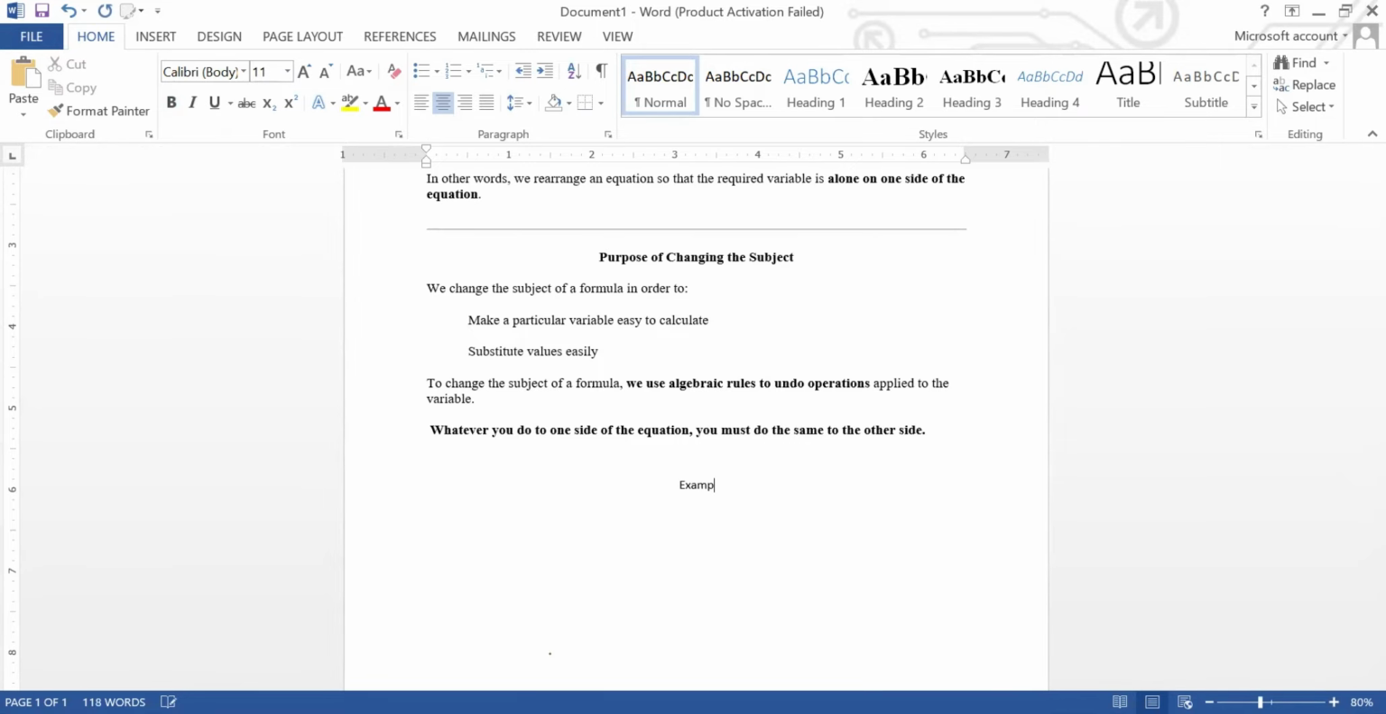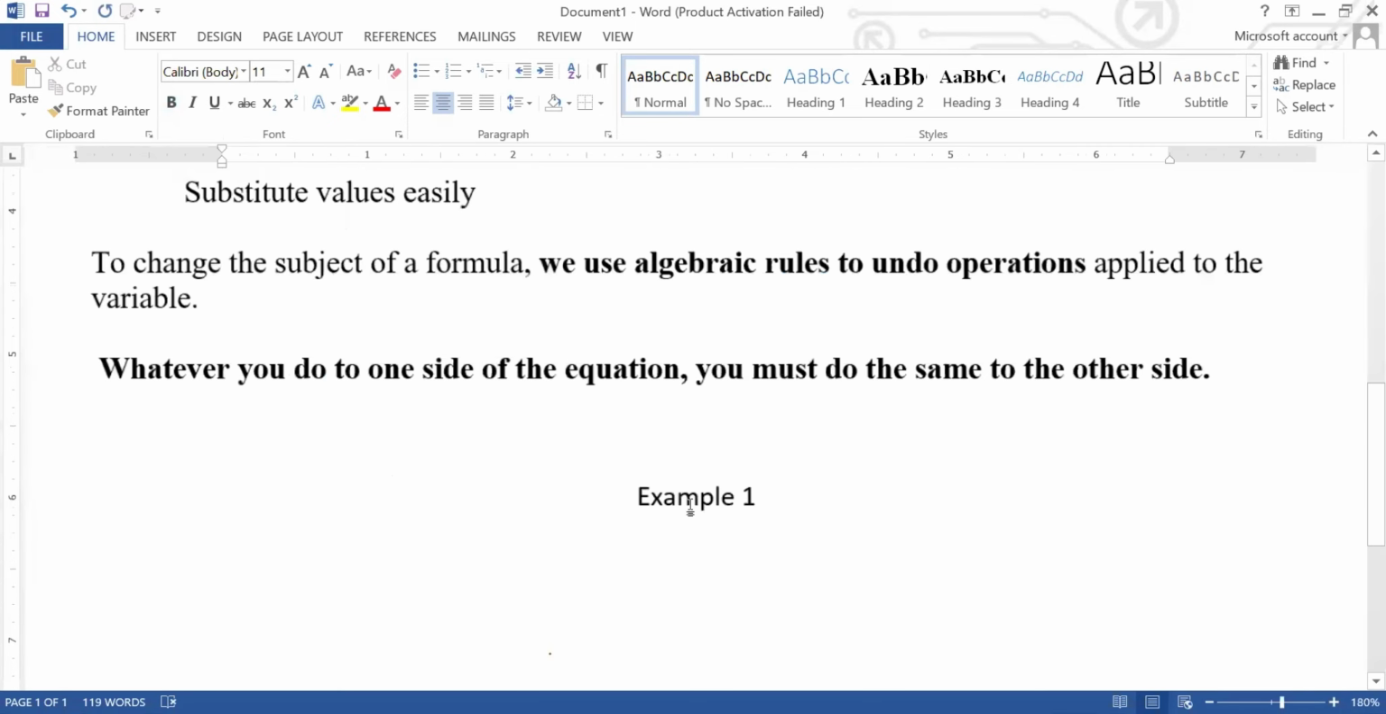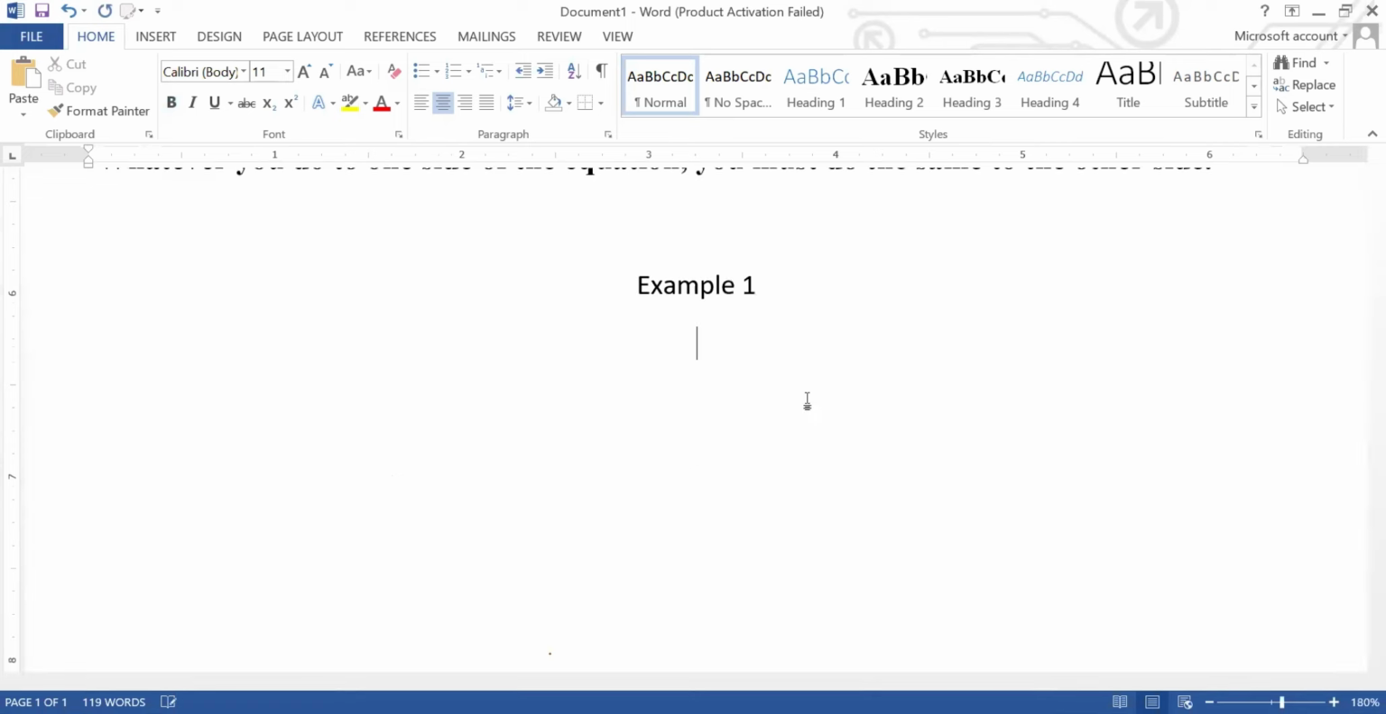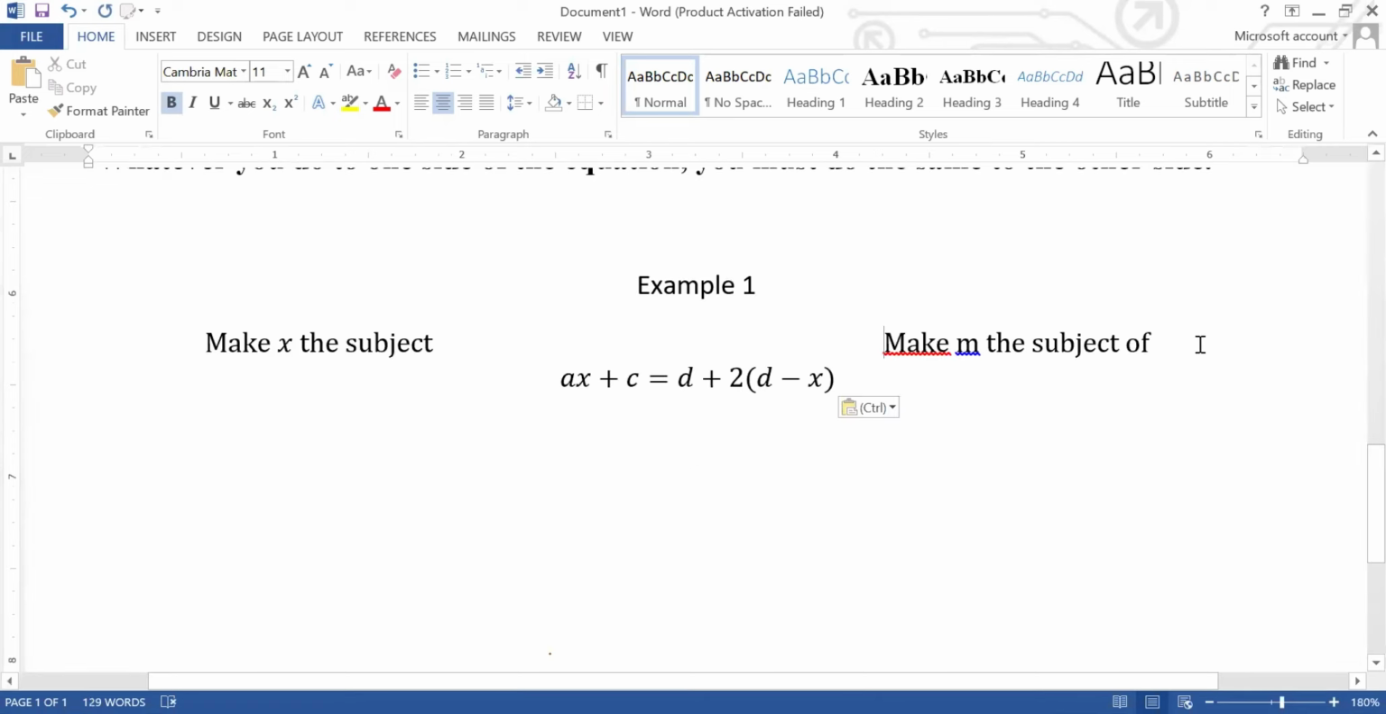Let's start with the examples. Example 1. Today we might solve about 10. Yes, we may be able to solve 10. We can work faster. So this is the first question we have. It's telling us to make x the subject of this equation.